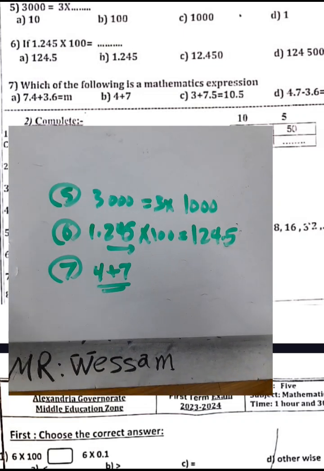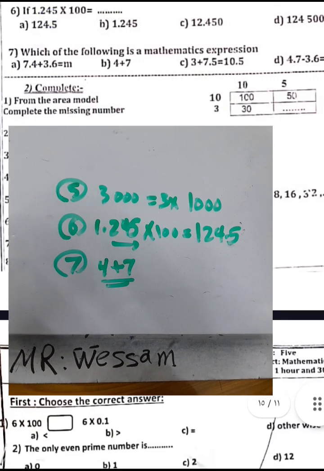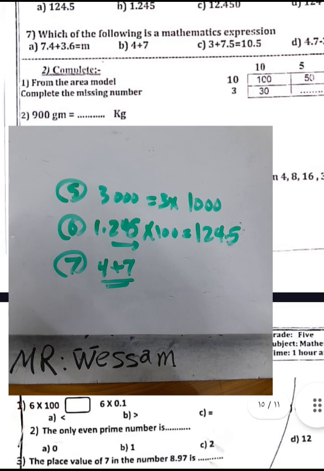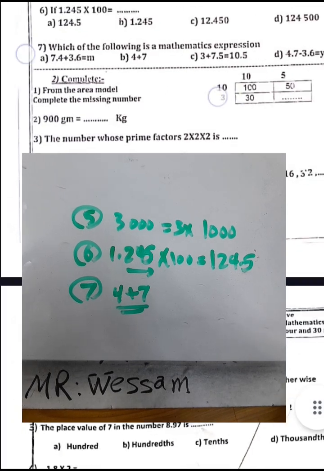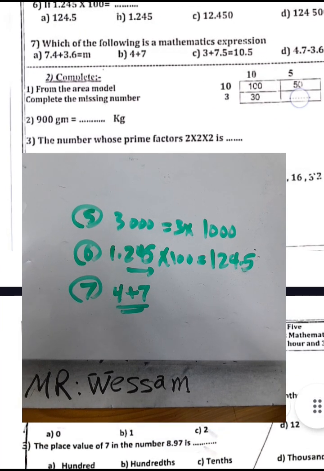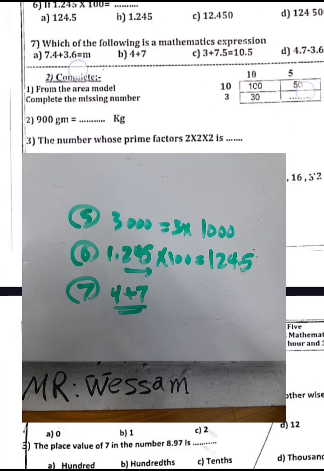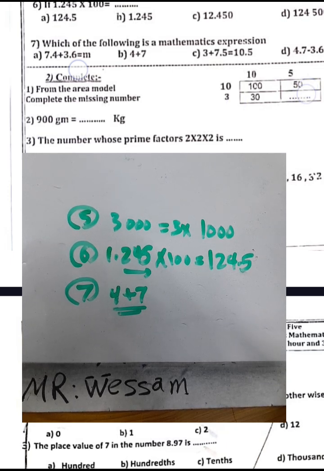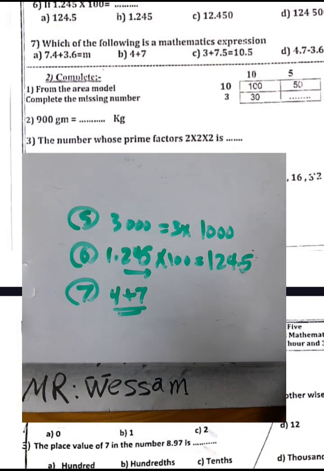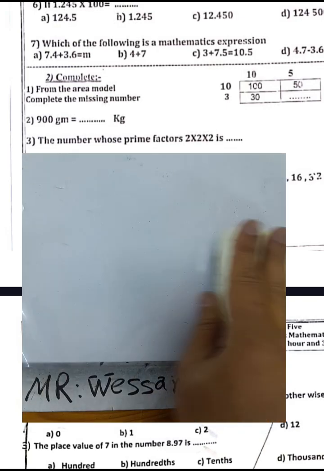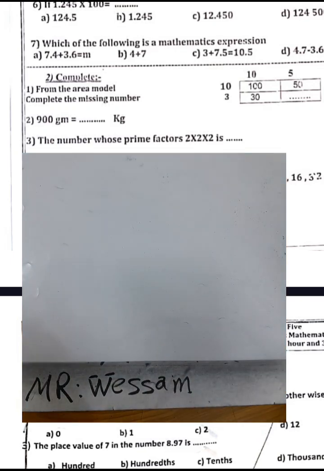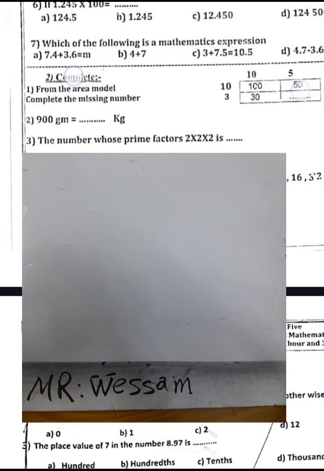Next example, from the area model here, complete the missing number. We can find the number here in this model. 5 by 3 equals 15. Write 15 here in this space. Then the result will be 50, because the area of a rectangle equals length by width. Then we must write here in this table, write 15. Okay, write here 15.